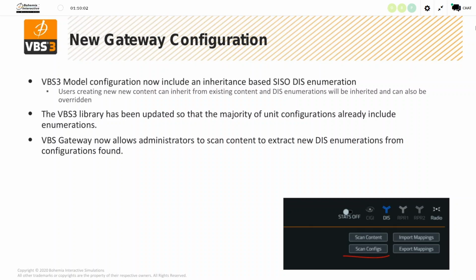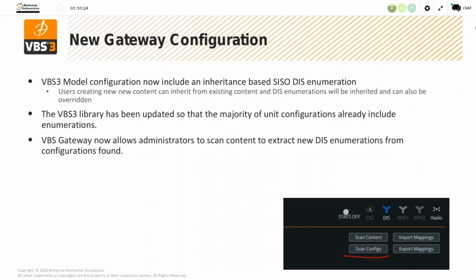You can also, when you create your own content, inherit from our content. So for instance, if you were to place a variant of the M1A1 and you inherited from our M1A1, the SISO enumeration would also be inherited. You can either override that with your own enumeration or just use ours, and then there's no additional configuration for you to do.